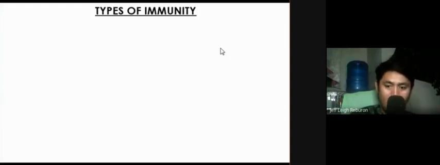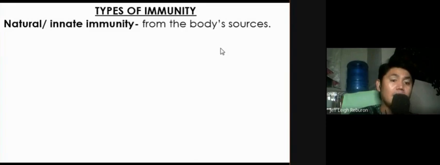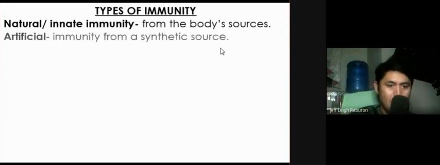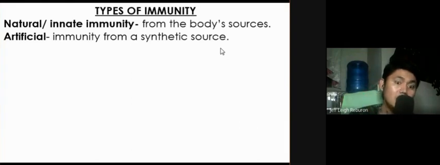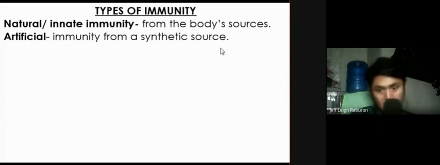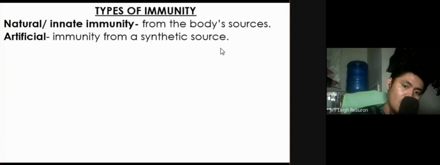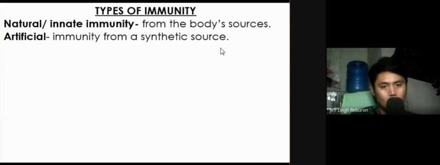Okay? So alam na po natin yan ha, antigen, bad guy, antibody, good guys. Okay po ba? Alright. Now, pag-usapan natin yung types of immunity. When we say natural or innate immunity, these come from the body's sources. Meaning, katawan natin mismo ang gumawa ng immunity na yon. But when we talk about artificial immunity, malamang it is the opposite of the natural immunity. These are immunity that come from a synthetic source. Maaaring nanggaling sa laboratories, nanggaling sa mga pharmaceutical companies, artificial immunity po ang tawag natin doon.